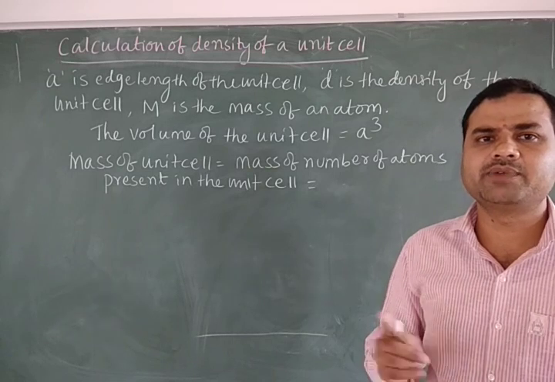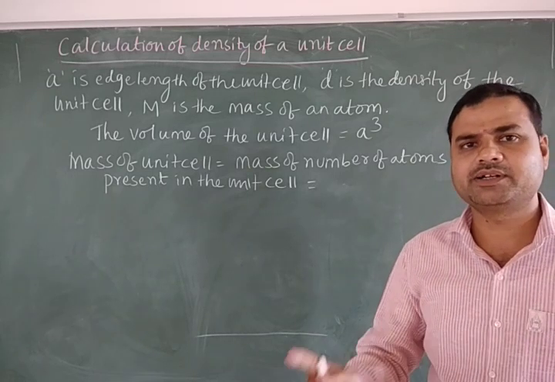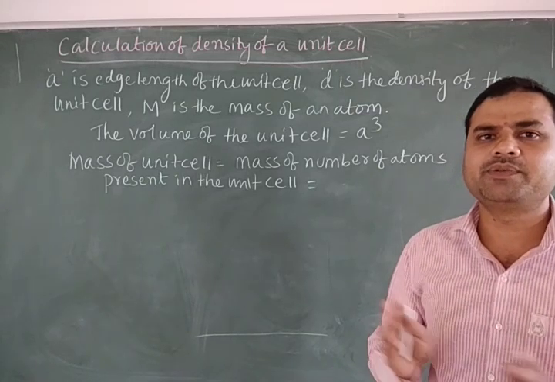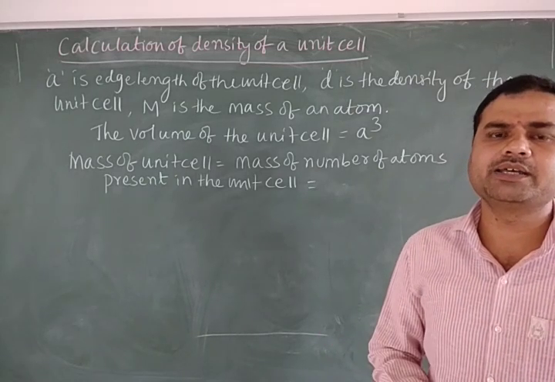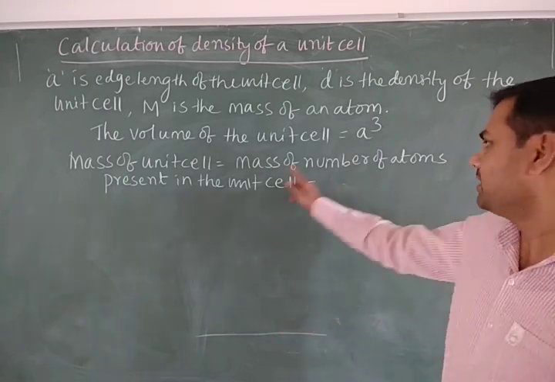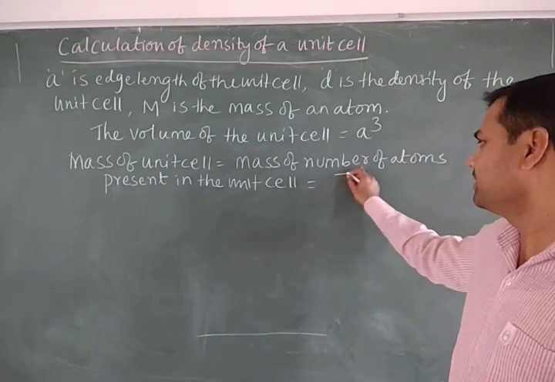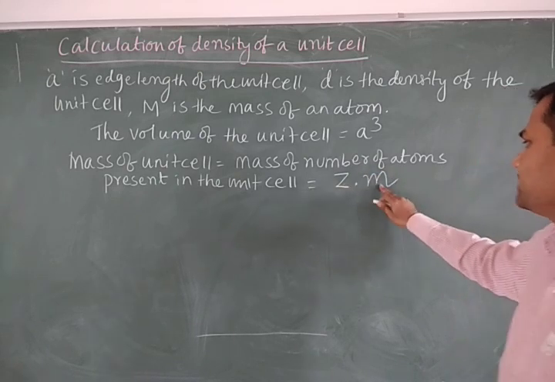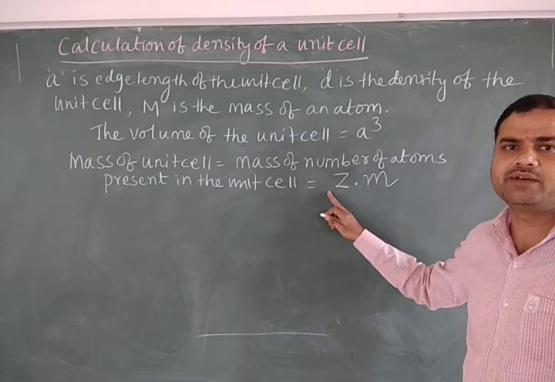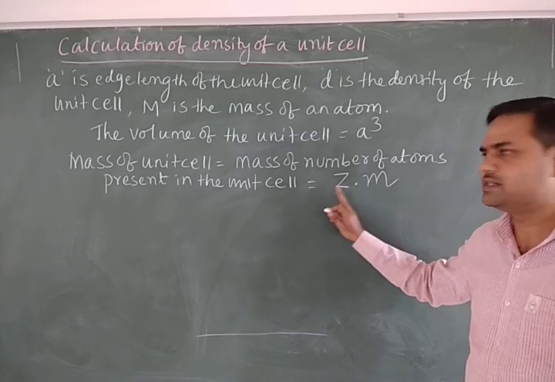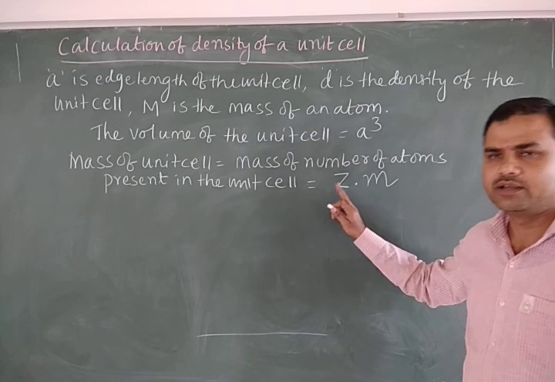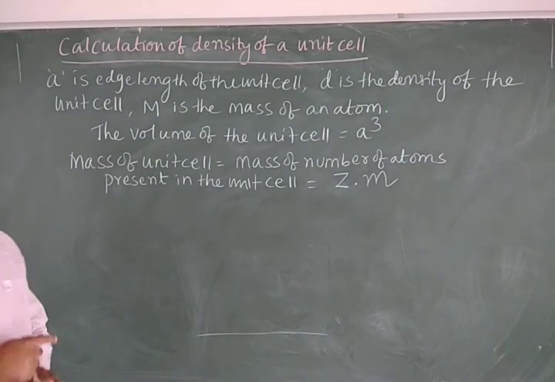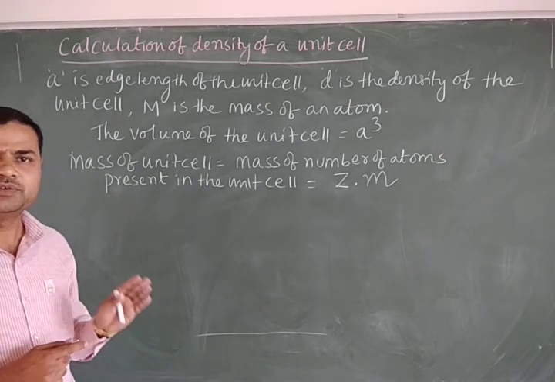Therefore, the number of atoms is 1 in case of simple cubic, 2 in body centered, and 4 in face centered. Therefore, the number of atoms is different, so we are calculating the mass of the number of atoms in the unit cell with this formula. I am taking Z into m. Okay, m is the mass of an atom, Z is the number of atoms. So this is completely the mass of a unit cell.